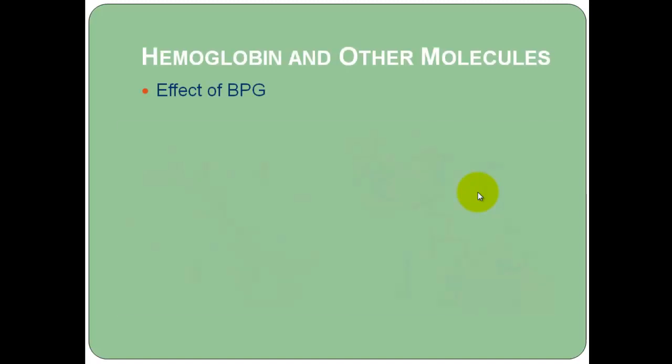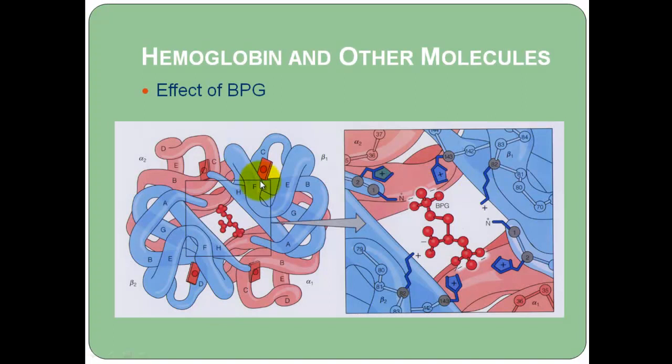Another important molecule in blood is BPG that acts to lower hemoglobin's oxygen affinity. This image here shows you that in a hemoglobin molecule, that's where the BPG lies. It allosterically binds in the center of free hemoglobin due to its negative charge. So you can see here the negative charges interact with the positive charges on the heme groups, and that prevents oxygen from binding.